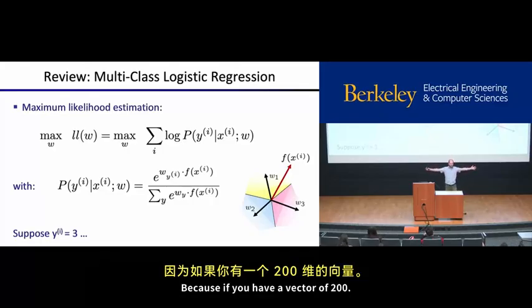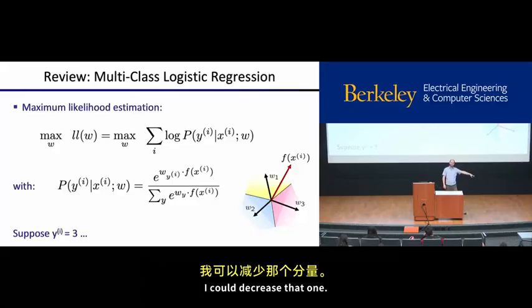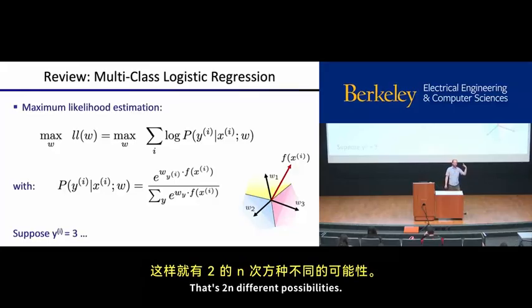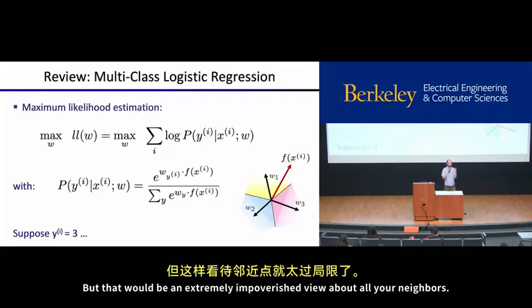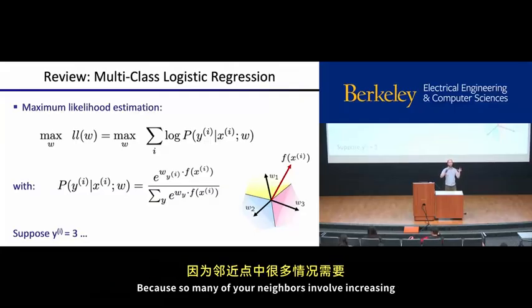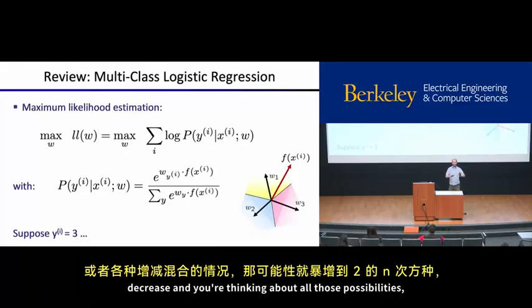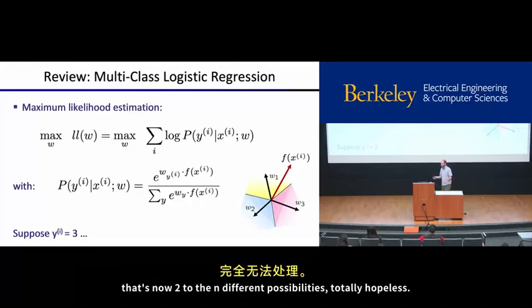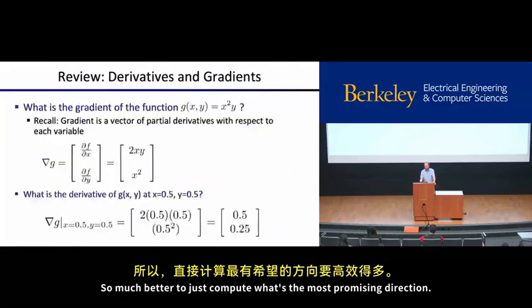Because if you have a vector of 200, and you think, okay, well, I could increase this one, I could decrease that one, I could increase this one, I could decrease that one, go through all of them, that's 2n different possibilities, and in fact, it's hard to visualize high-dimensional space, but that would be an extremely impoverished view about all your neighbors because so many of your neighbors involve increasing and decreasing multiple at the same time. And if you were looking at increase, increase, increase, increase, decrease, decrease, decrease, and you're thinking about all those possibilities, that's now 2 to the n different possibilities, totally hopeless. Much better to just compute what's the most promising direction.